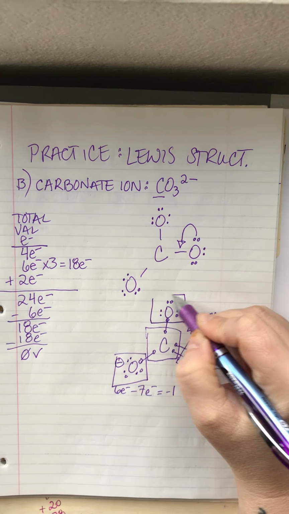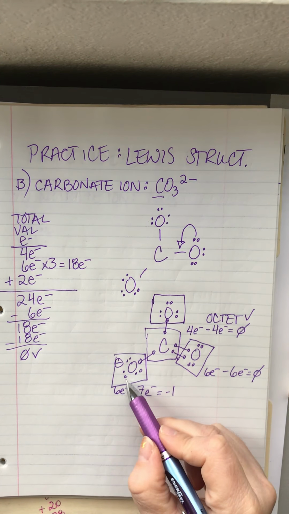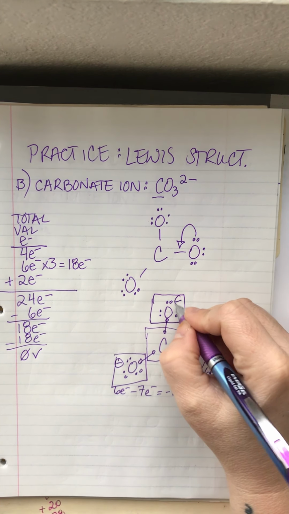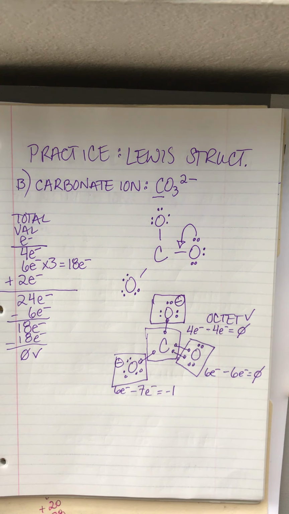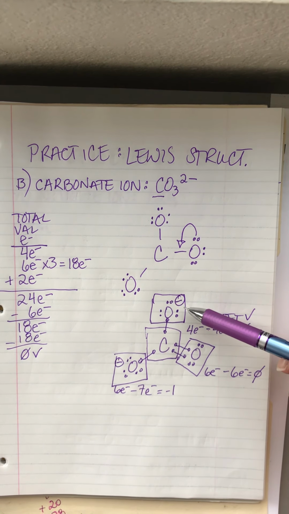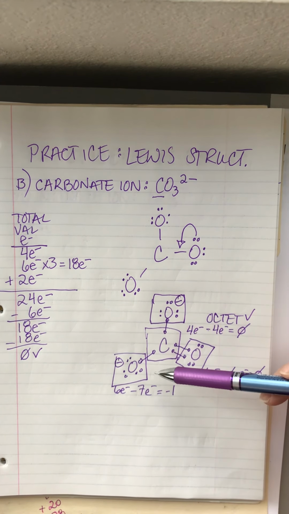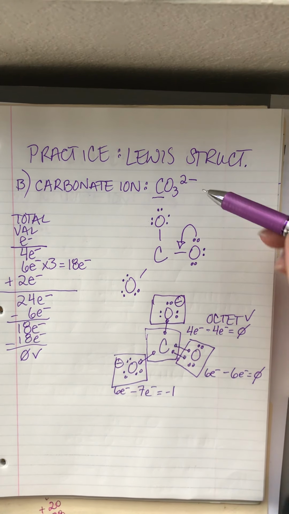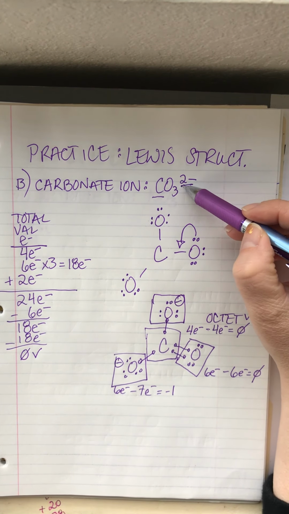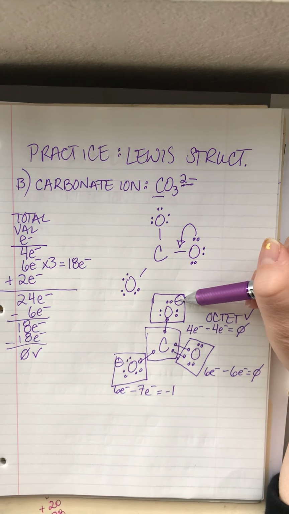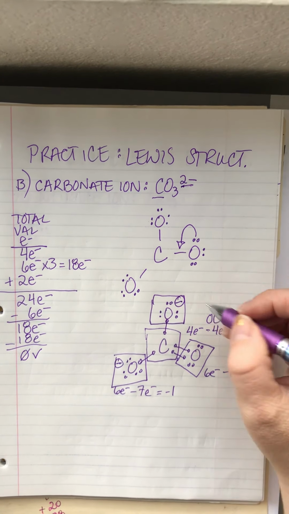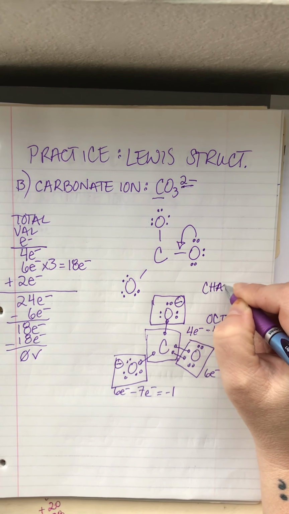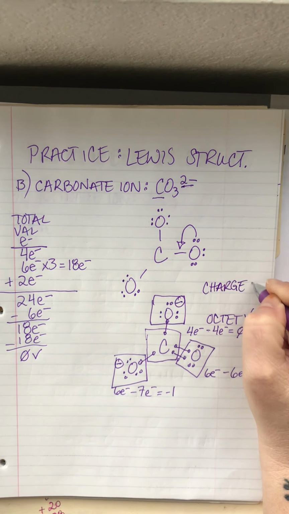We see that this oxygen is the same as this oxygen, so we know there must be a negative charge here as well, right? So next thing we want to do is make sure that our total charges don't add up to anything other than this -2, right? So we have a -1 charge here plus another -1 charge gives us -2, so our charge is correct.